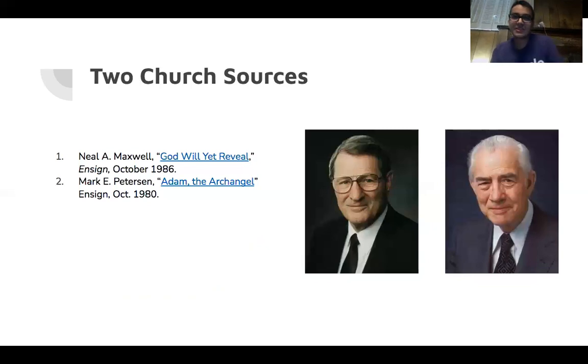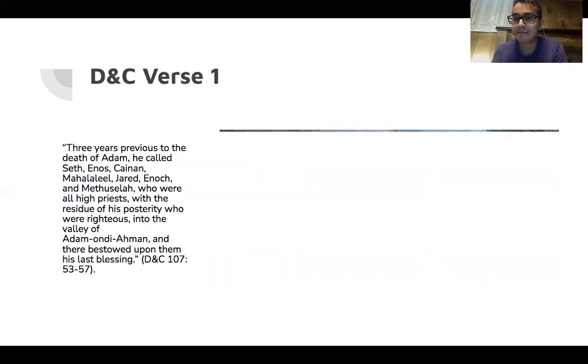Two church sources. I have two right here. It's a talk by Neal A. Maxwell, "God Will Yet Prevail," and Mark E. Peterson, "Adam the Archangel." "God Will Yet Prevail" is just talking about things that will happen, and he talks about Adam-ondi-Ahman and how Adam will come. "Adam the Archangel" is by Mark E. Peterson, and it's just him after he visited Adam-ondi-Ahman. He felt very inspired, and so he taught us about that.